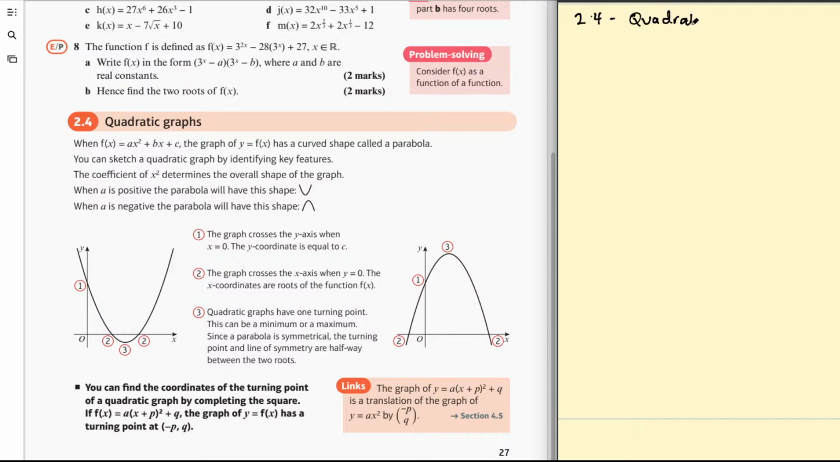Quadratic graphs. So graphing quadratic functions.